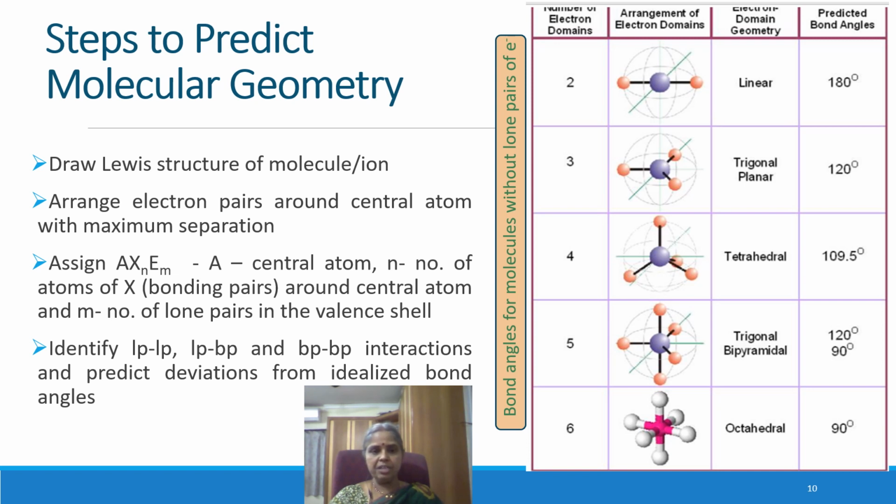Here you can see when there are no lone pairs, geometries are regular. The molecule will have a regular geometry and bond angles are also perfect. You can notice the bond angles in the molecules. There is no deviation from the expected.